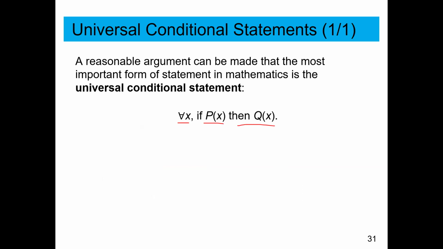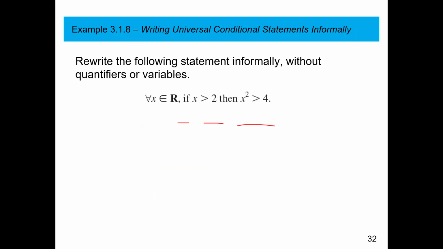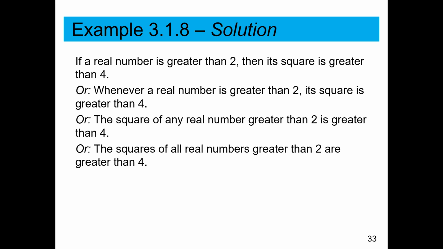What's that mean? Well, let's look at an actual numerical example. For every real number, this is for all real numbers, if x is bigger than 2, then x squared is bigger than 4. What I'm really saying here, and this is the way to translate this back into English, is if a real number is bigger than 2, then its square is bigger than 4.